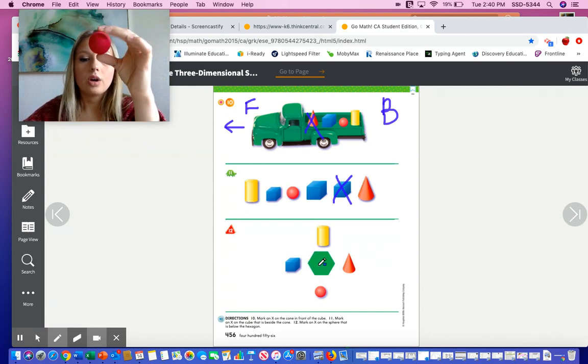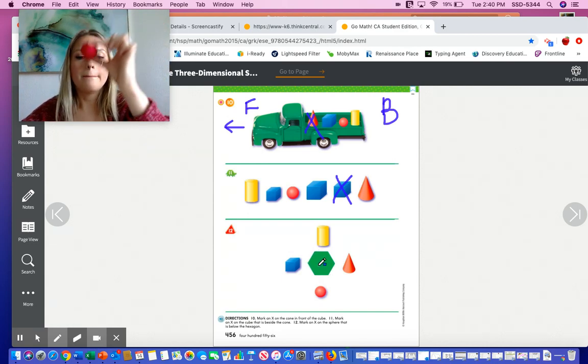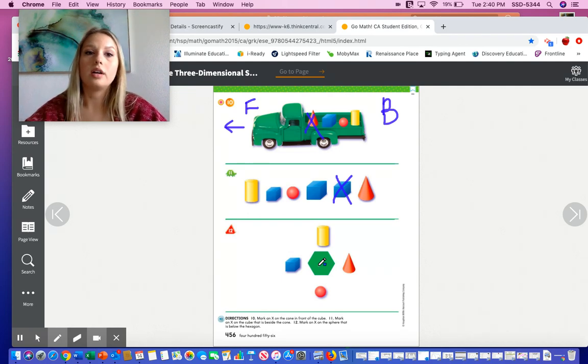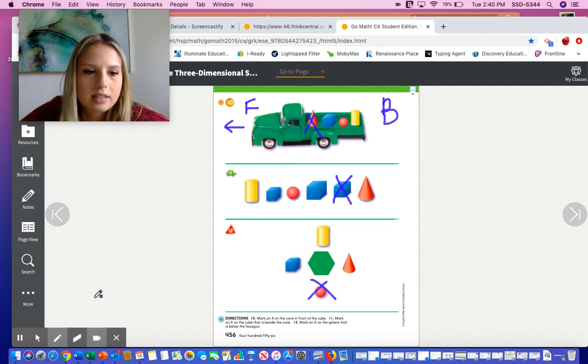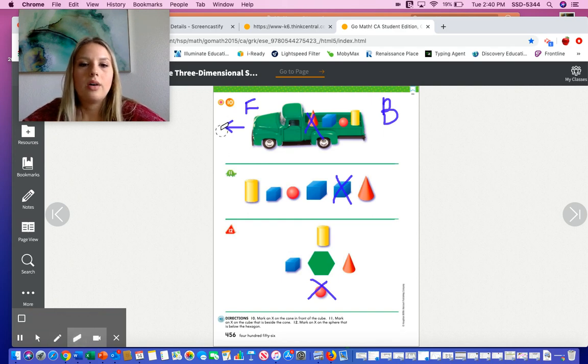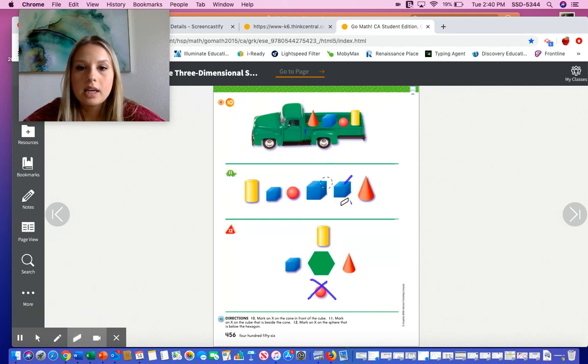Here's the hexagon. We're looking for the sphere that is below the hexagon. That means underneath. I found it. Good. And is it below the hexagon? Yes. Check my answer. Okay, go ahead and move your post-it or your bookmark to the next page.